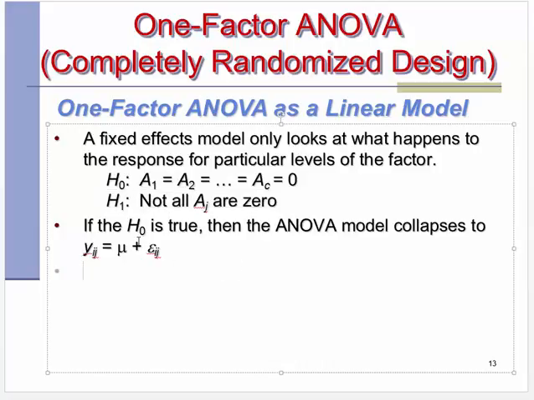So if H0 is true, then the ANOVA model collapses to y equals mu plus the error. So that is, the effect from the treatments is not there, non-existent.